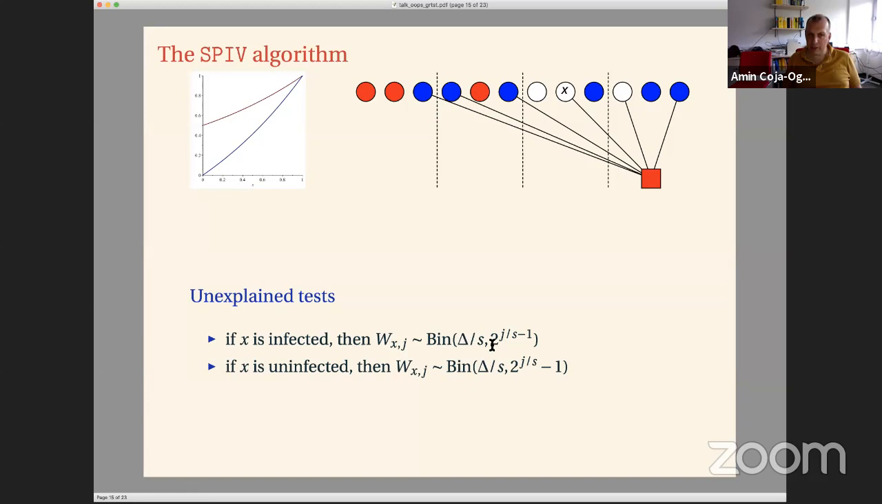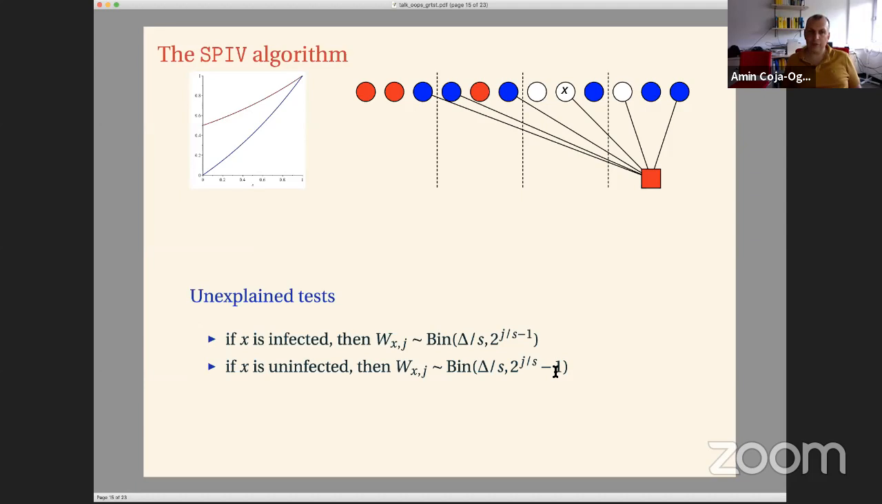with parameters delta over s. Delta is the number of tests where x participates, s is the size of the scaling window, 2 to the j over s minus 1. So if x is infected, I get this binomial distribution. By contrast, if x is uninfected, I get this binomial distribution where the minus 1 drops down from the exponent. And it turns out that the mean of this binomial distribution, the red curve here, is always bigger. So a big number of unexplained tests is an indication that X is probably infected.